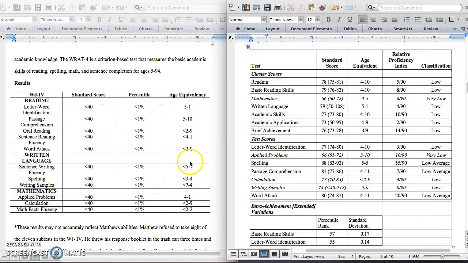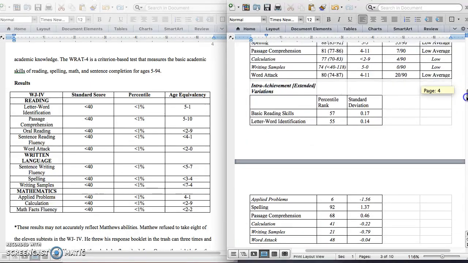So you can either do age equivalent or grade equivalent, but I do want the standard score in your charts, and I also do like the classification. It just kind of helps understand. So if this person had put it in, it would have been all very low. So that's not necessarily as helpful, but here you can see that the student actually does have some low averages. So there was some things to look at there.